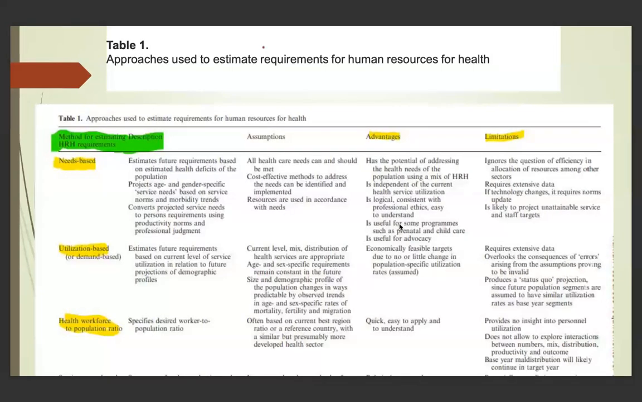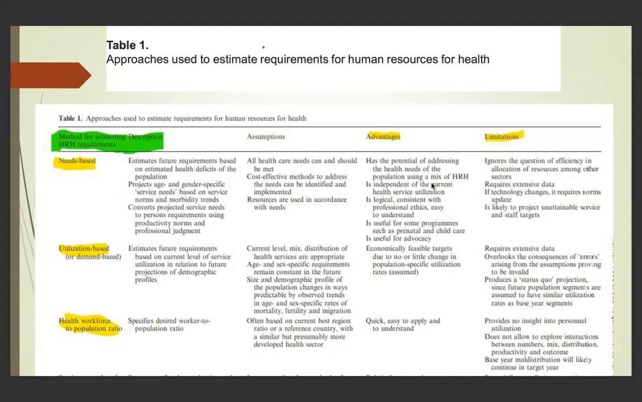So here in this table, you can see the advantages and limitations of each strategy and approach as well. It has the potential of addressing the health needs of the population using a mix of HRH, which is an advantage of it. It is independent of the current health system. It is logical. It is useful for some programs. It is useful for advocacy. And the limitations are it ignores the question of efficiency and requires extensive data. If technology changes, it requires norms update, and it is likely to project unattainable service and staff targets.